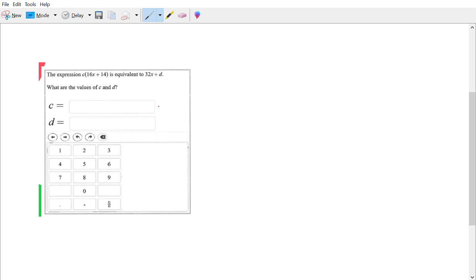The expression c times (16x plus 14) is equivalent to 32x plus d. What are the values of c and d?